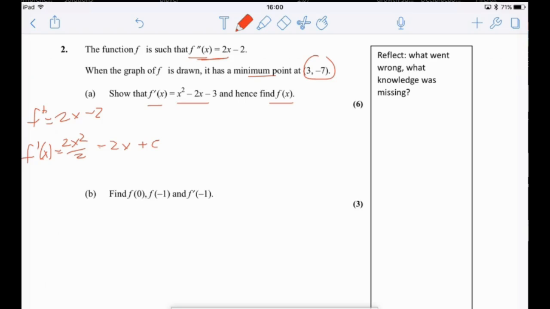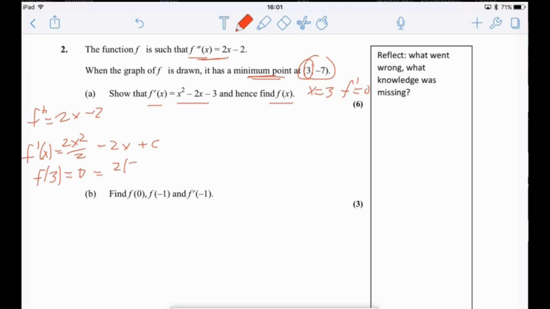Okay. Now that we have the first derivative, we know that at the point 3 comma negative 7, there is a minimum point. Remember that when you have a minimum point or a critical point, that means that the first derivative of the function is going to be 0. So what that's saying is, at x equals 3, the first derivative is equal to 0. How do we express that? We could say f dash of 3 equals 0. And then we're going to substitute in 3 for all the x's here.